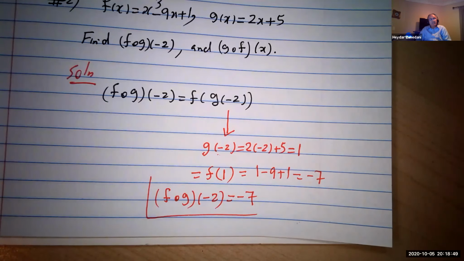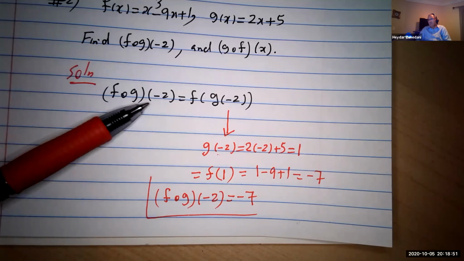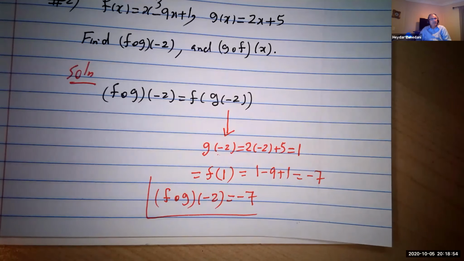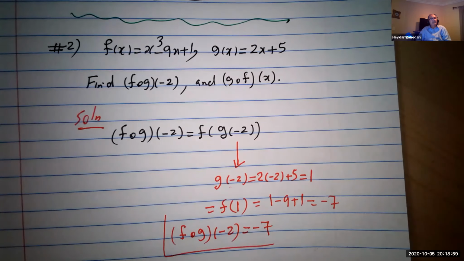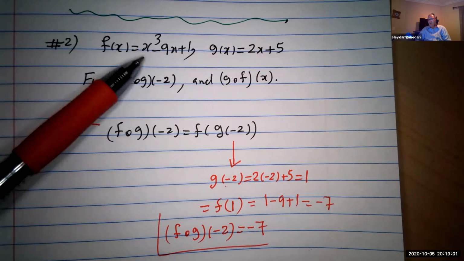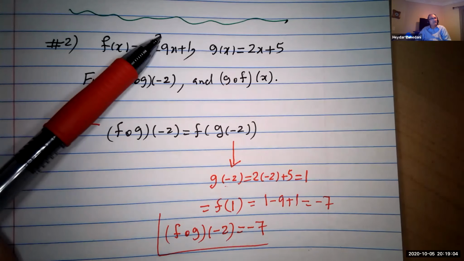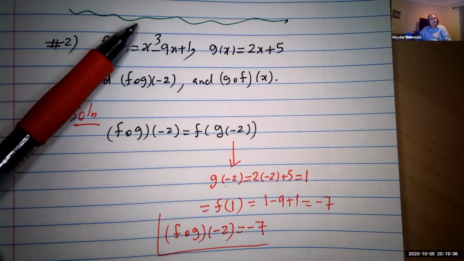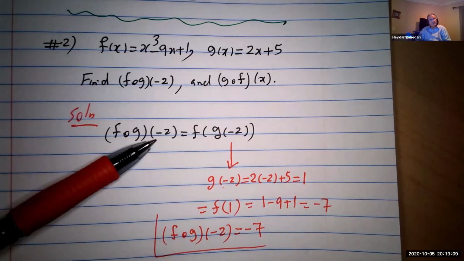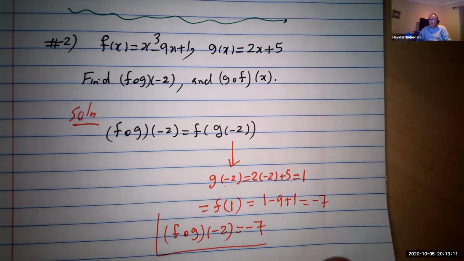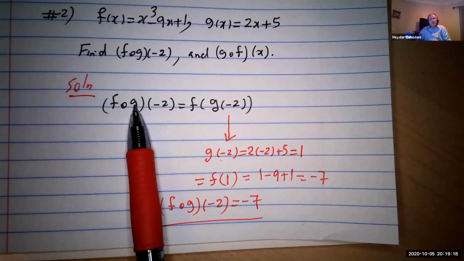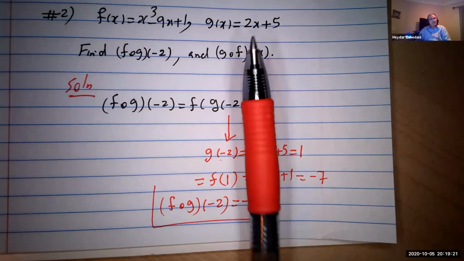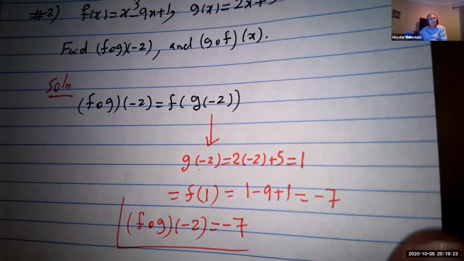Some people make a mistake. They want to find f of g of x first, then substitute. Sometimes it's a hard job, because if you put that one, then you have to find 2x plus 5 to the third. So there is a reason that they give you the numbers. So just stay with the numbers. Any question? 2 steps, one by one. This is f of g. Now we want to find the g o f of x. Same thing. Are you done?